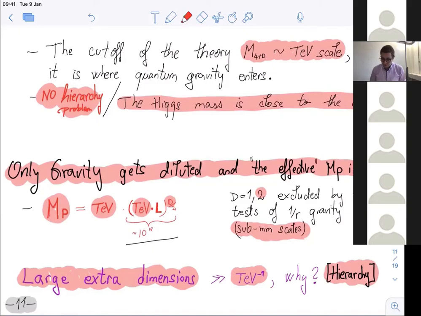And so for quantum gravity, the cutoff of the theory is at the TeV scale, very close, and gravity is weak. The Newton constant is very small because there is this dilution by the volume of the extra dimension. Gravity propagates through the extra dimension, while other forces are trapped on the brane. Standard Model fields, which are matter and forces, are trapped on the brane.